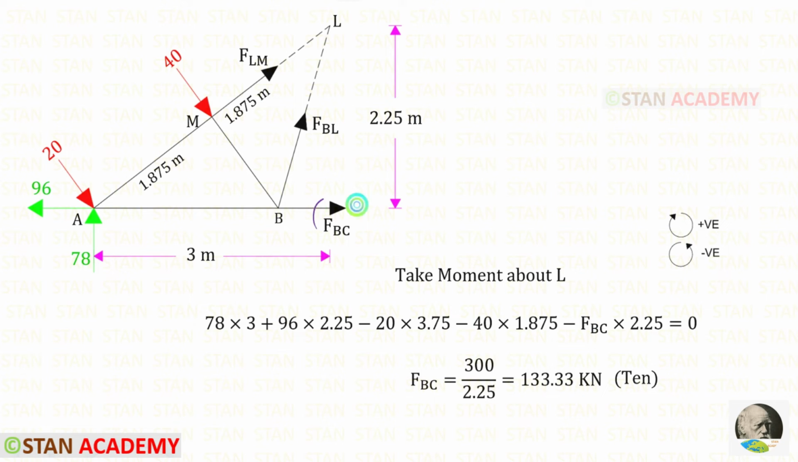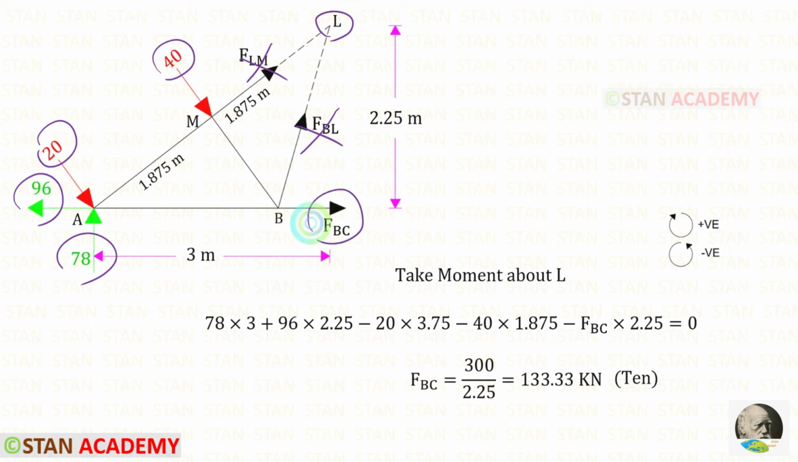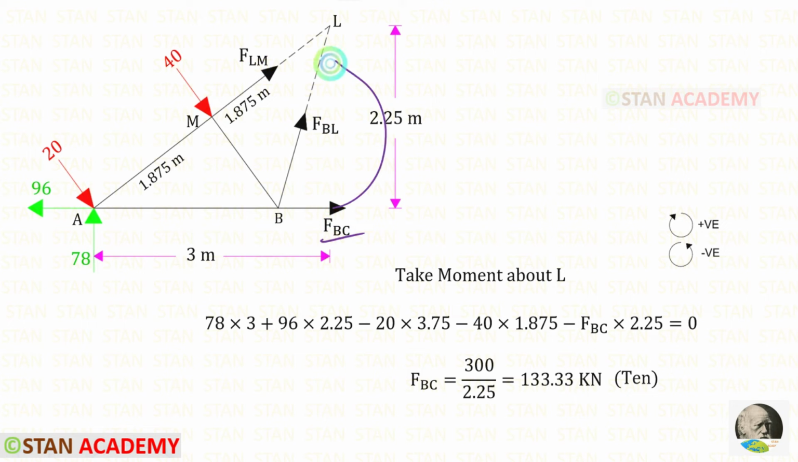To find FBC easily, we have to take a moment about L. When we take a moment about L, we should not consider FLM, FBL. The remaining forces are 40, 20, 96, 78 and FBC. FBC is acting in the anti-clockwise direction so that it will be negative and the distance is 2.25.